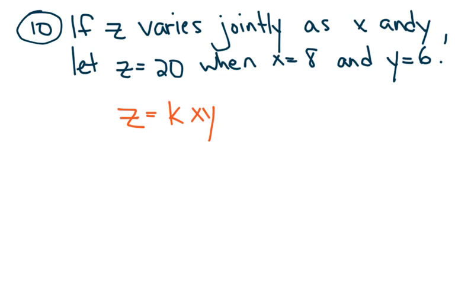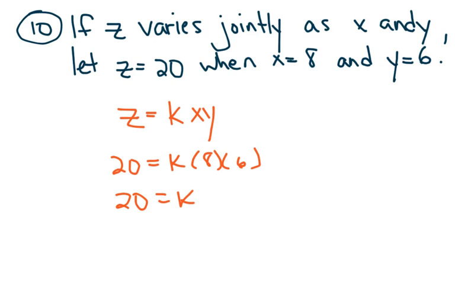If z varies jointly as x and y, let z equal 20 when x equals 8 and y equals 6. So the equation is going to be z equals kxy. In order to find k, I'm going to plug these numbers they gave me into the equation, and I'm going to solve for k. So 8 times 6 is 48. So k is going to be 20 over 48.